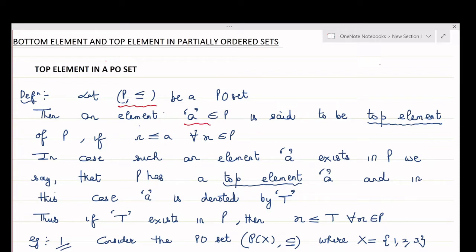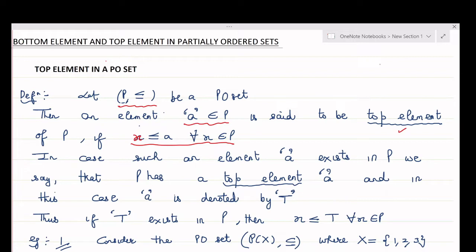Then an element A belonging to P is said to be the top element of the partially ordered set P if X ≤ A for all X belonging to P, which means that every element of the partially ordered set P is smaller than A, or every element is less than A, or in other words, A is greater than every element of the partially ordered set P.